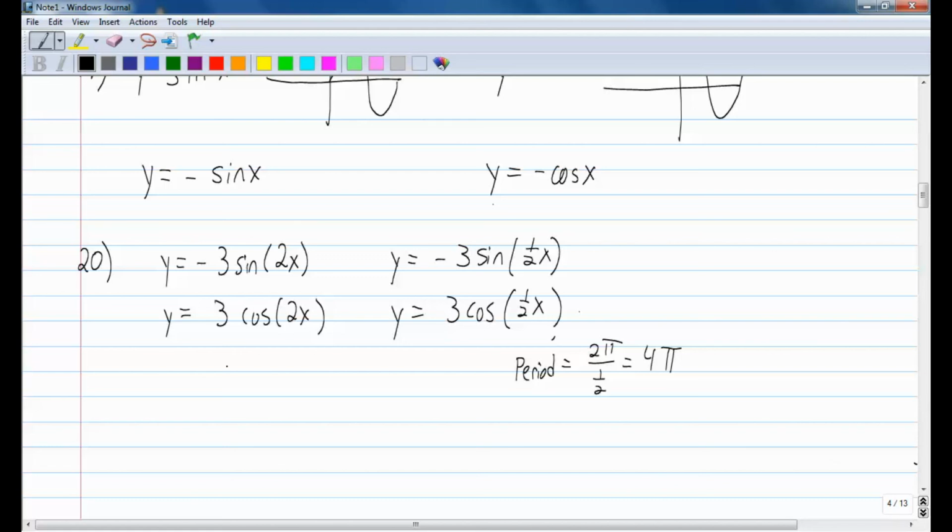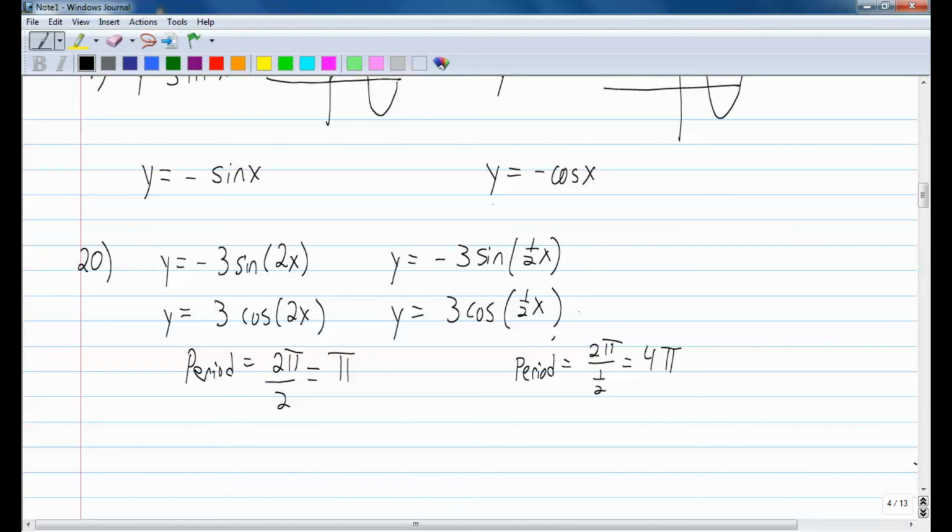For these other two, the period is 2 pi divided by omega, which is 2. So the period here is pi. So it's going to be compressed. There's going to be a lot of periods drawn on the graph. Alright. So that's what I would use to help me.